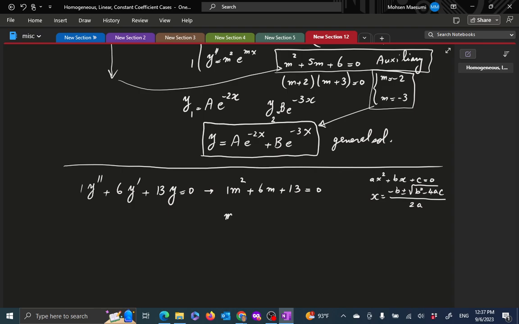In that case, here we get m minus 6 plus or minus radical 6 squared, which is 36, minus 4 times 1 times 13, which is 52, divided by twice the leading coefficient. So I get minus 6 plus or minus radical minus 16, over 2. Okay, we notice the issue here. We have a negative under the square root.